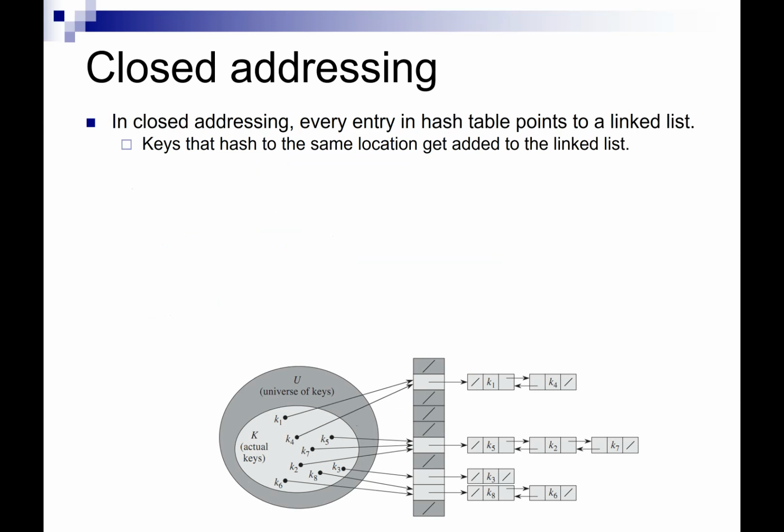For closed addressing, suppose you have several keys that hash to the same location. Then at that location, we're going to store all of these keys and their values, and the way you store them is using a linked list. For example, over here we have three keys, K2, K5, and K7, and they all hash to the same index. So we're going to store three different values over here, using a double-sided linked list.